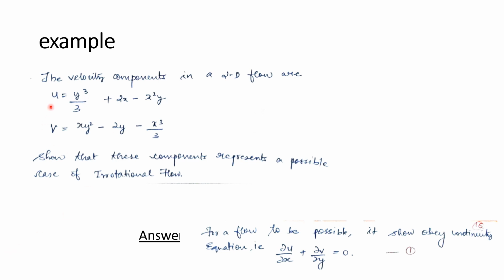Let's go for another example and try to solve it. The velocity components in a 2D flow are given by u is equal to y cube by 3 plus 2x minus x square y, and v is equal to xy square minus x cube minus 2y minus x cube by 3. Show that the components represent a possible case of irrotational flow.